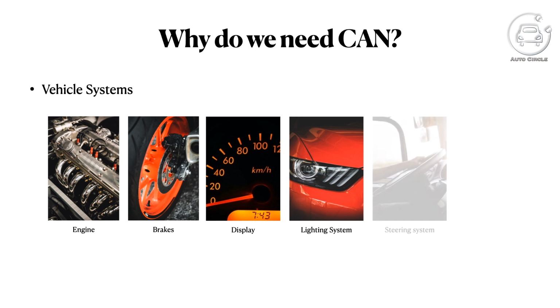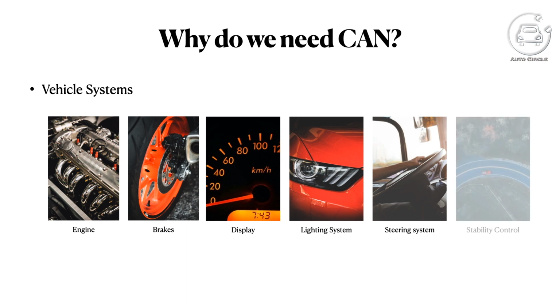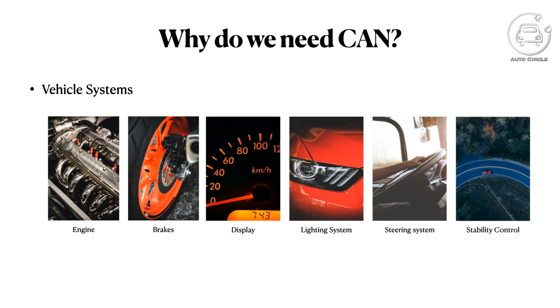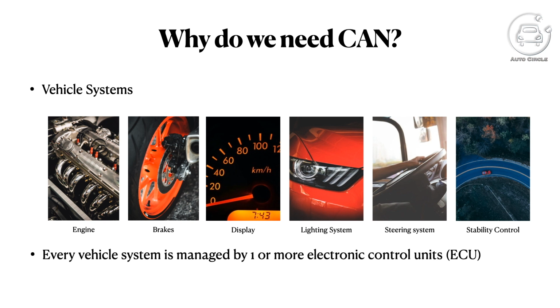The fifth function is steering system. It is responsible for controlling the direction of vehicle. The sixth function is stability control. Similar to these six, there are many other systems which are present in the vehicle. Nowadays, systems are controlled electronically. So every vehicle system that we see is going to be managed by one or maybe more electronic control units.